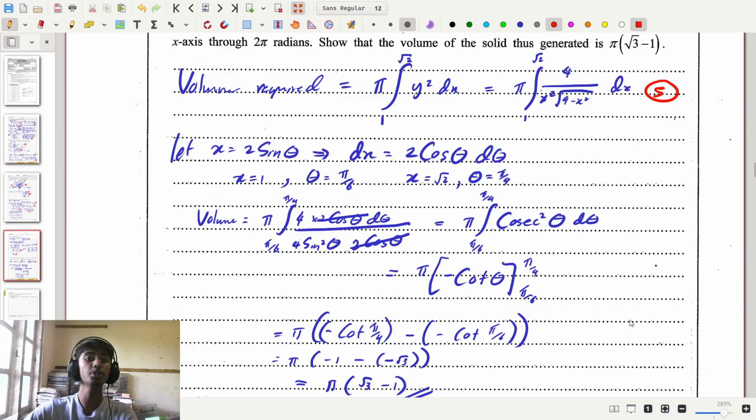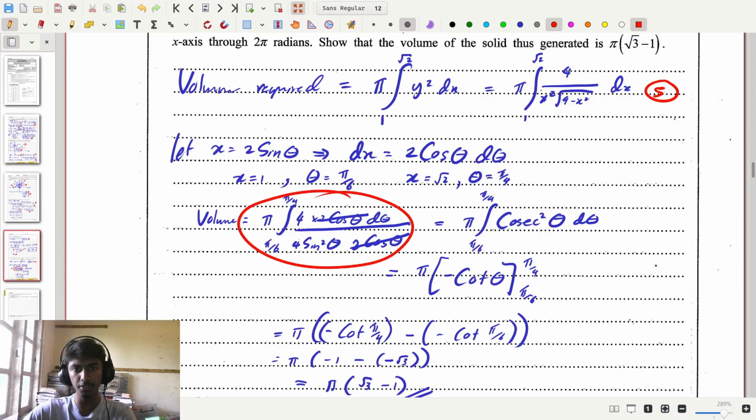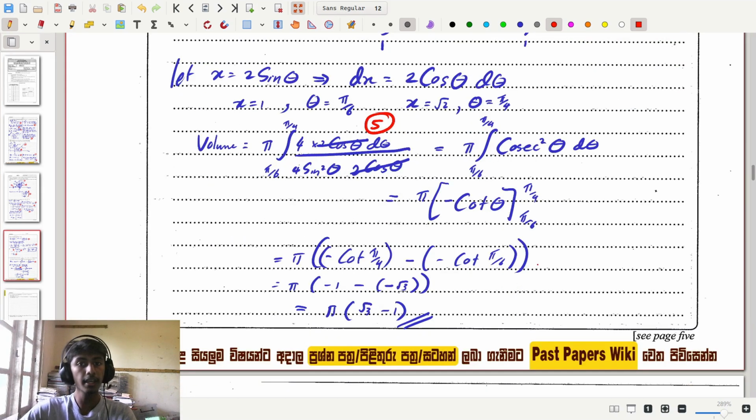After this, when you use the trigonometric substitution x equals 2 sine theta, and then dx equals 2 cosine theta d theta, and you substitute and get this expression right here, for getting this direct expression with the direct substitution, you get 5 marks. Now after this, when you cancel out everything and simplify that down into pi times the integral from pi by 6 to pi by 4 of cosec squared theta d theta, you get 5 marks.